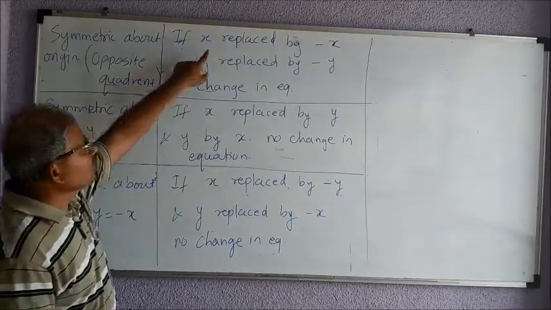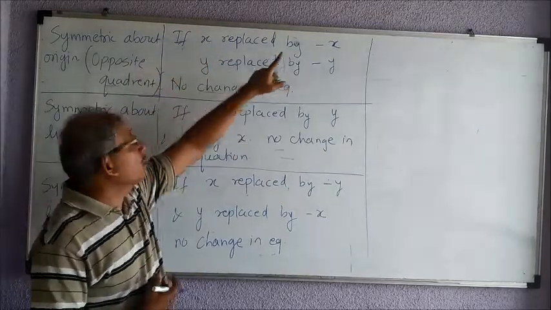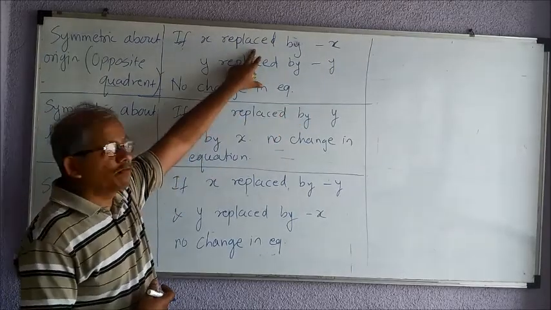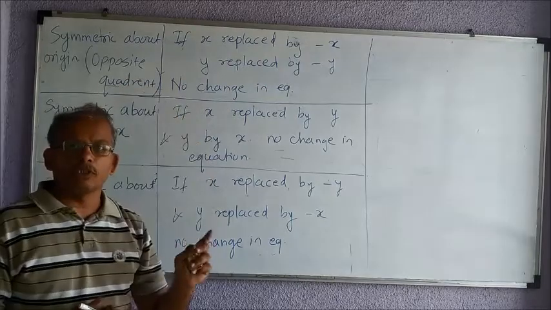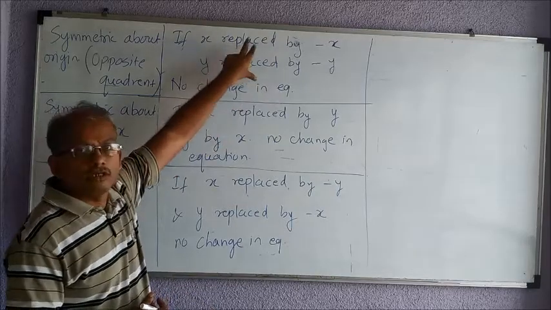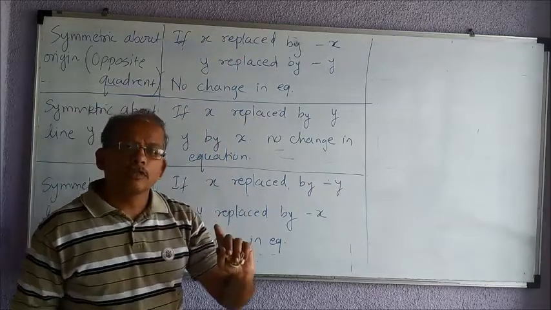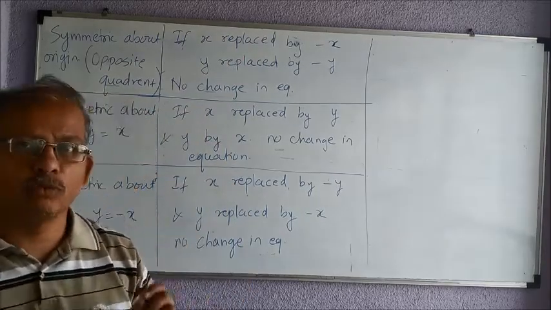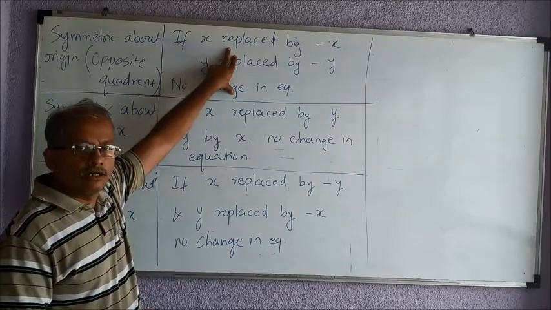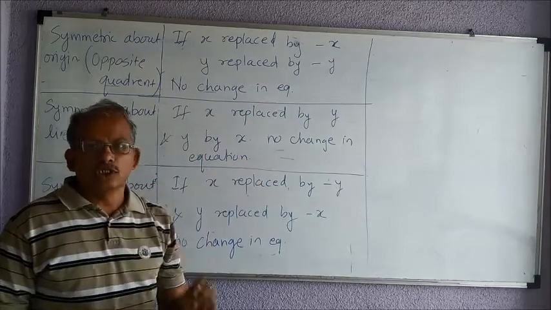See, the rule is the same as it is for both axes. If x is replaced by minus x and y is replaced by minus y, there is no change in the equation. But remember, there is a difference between this rule and the previous one, symmetric about both axes. The difference is that here the degree of x and y is odd. Whenever the curve is symmetric about both axes, the degree of x and y has to be even. So please note this. Here the degrees of x and y are odd, but still if you replace x by minus x and y by minus y, there is no change in the equation.